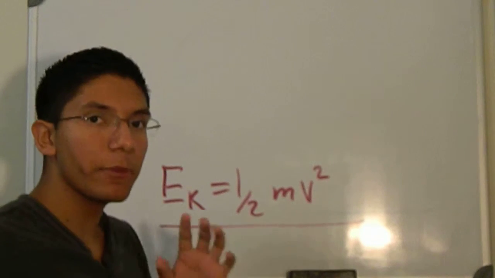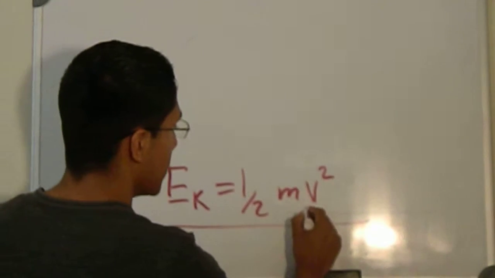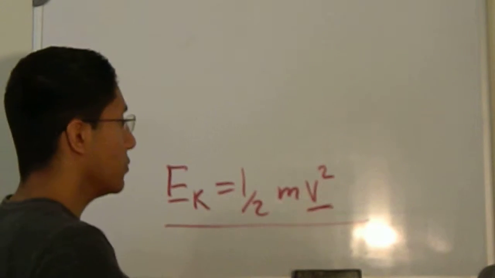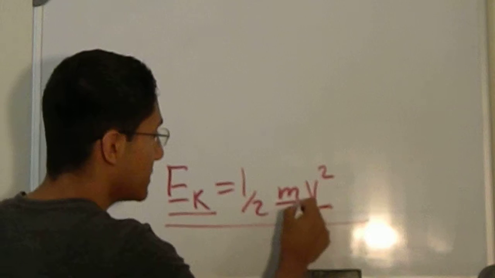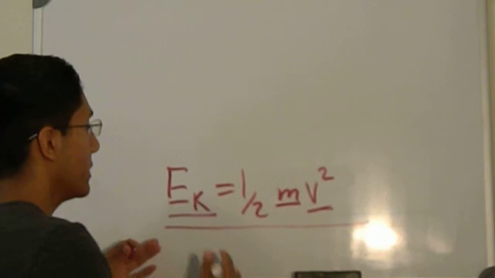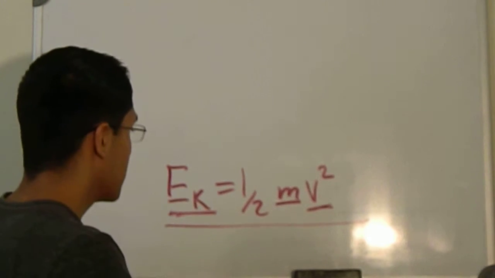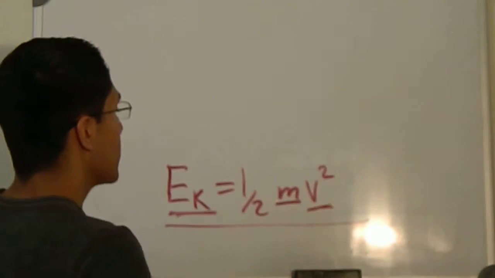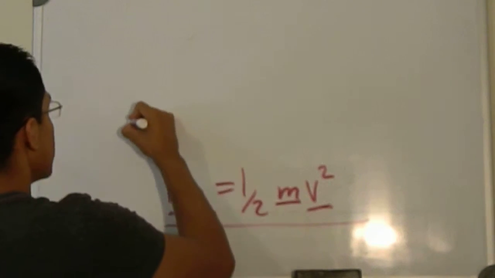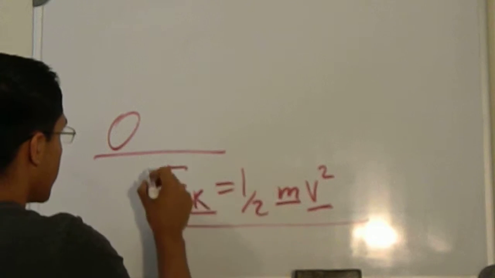And if you think about it a little bit, it does make sense. Because if you increase the velocity, then you are increasing the amount of energy that you need, correct? And if you increase the mass, then you are increasing the amount of energy you need. Okay, so kinetic energy is simply intuitive and pretty easy.